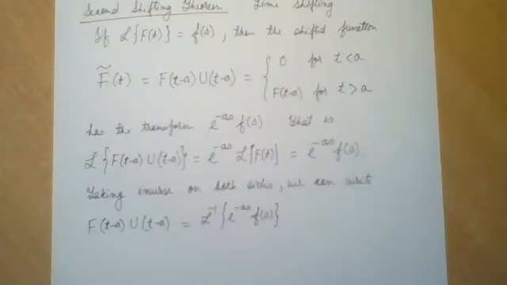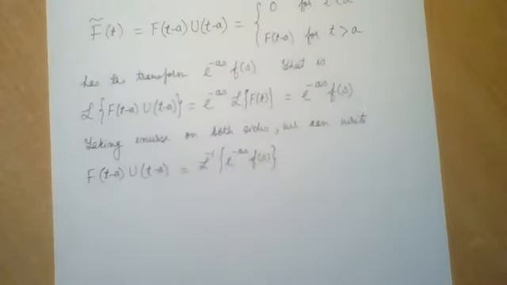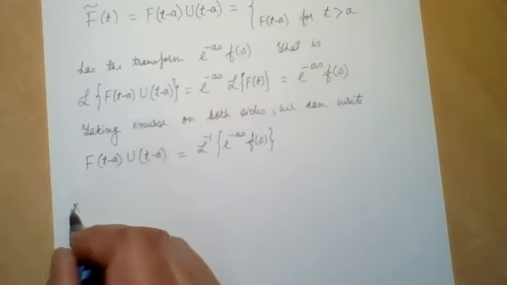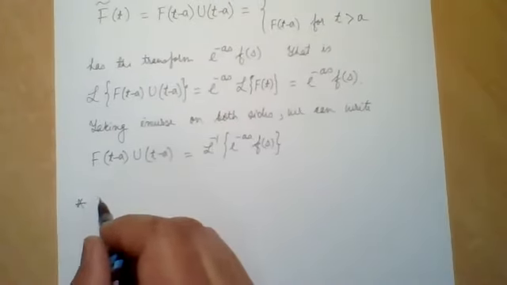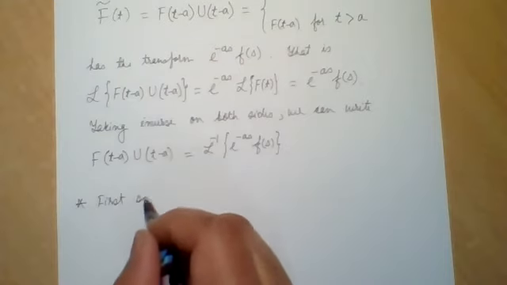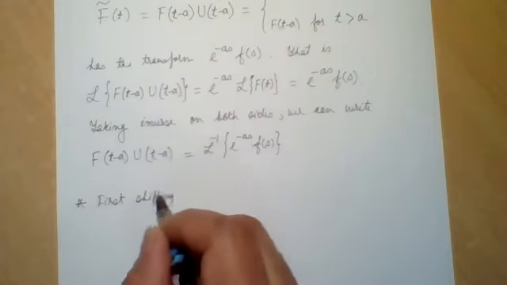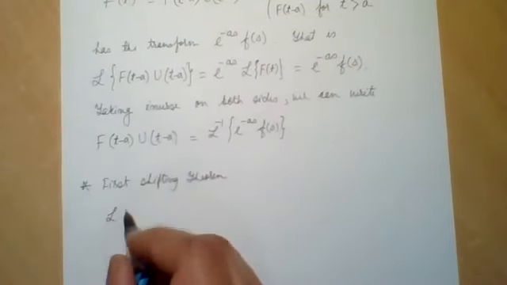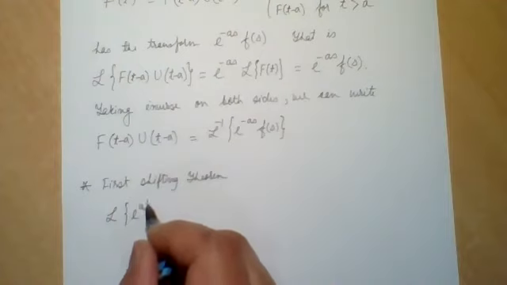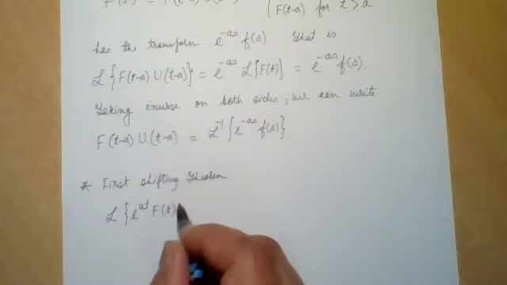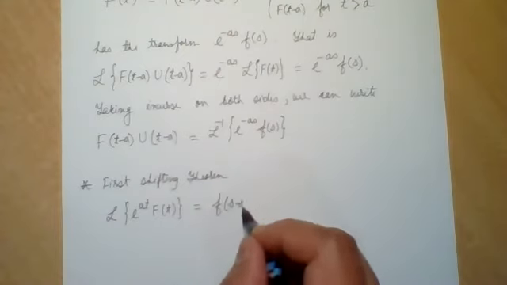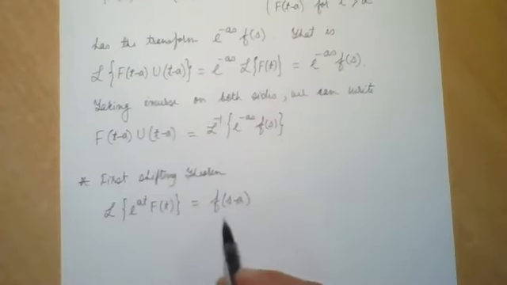Okay, so this is the second shifting theorem. We can compare it with the first shifting theorem. What was the first shifting theorem? Let me write it down here again. The first shifting theorem: we had the Laplace transform of e to the power at f of t equal to F of s minus a. This was the first shifting theorem.